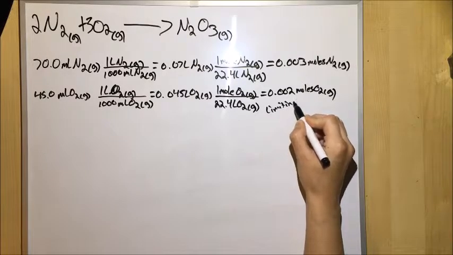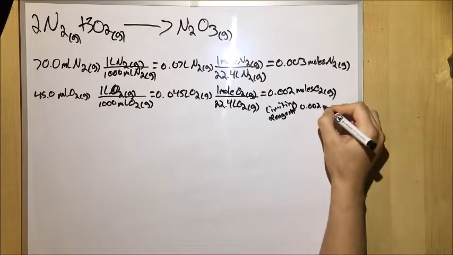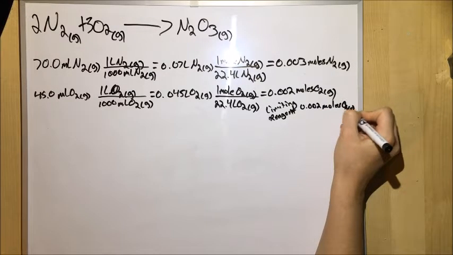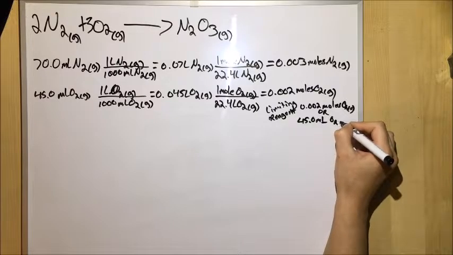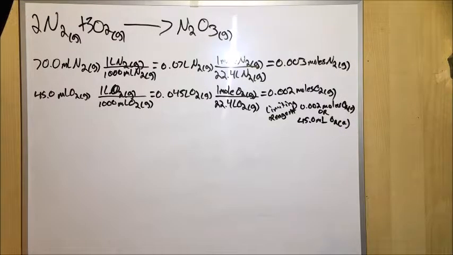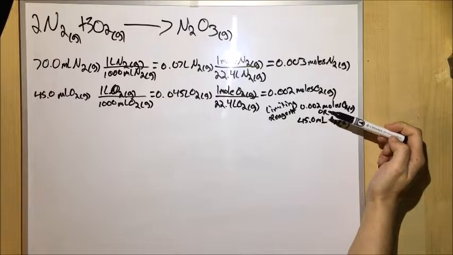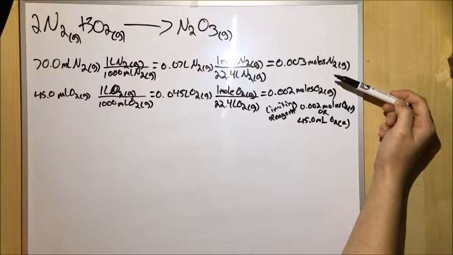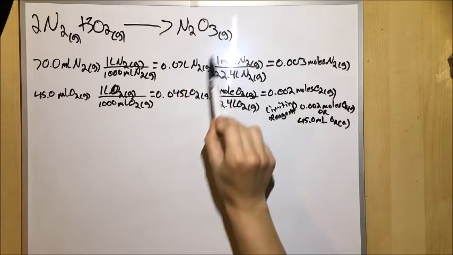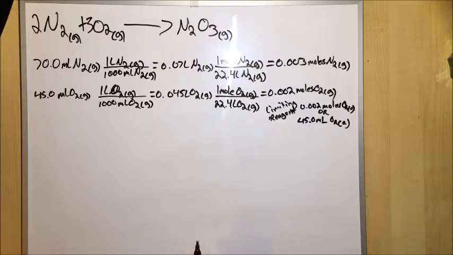So the limiting reactant is 0.002 moles of oxygen gas, or 45 milliliters of oxygen gas. Now we're going to take our limiting reactant and find out how much dinitrogen trioxide can be produced. What limiting reactant means, by the way, is that our production basically stops when our limiting reactant runs out. So we're going to run out of oxygen before we run out of nitrogen, and we need oxygen and nitrogen to produce dinitrogen trioxide. So we're going to see just how much we can produce before we run out of oxygen gas.